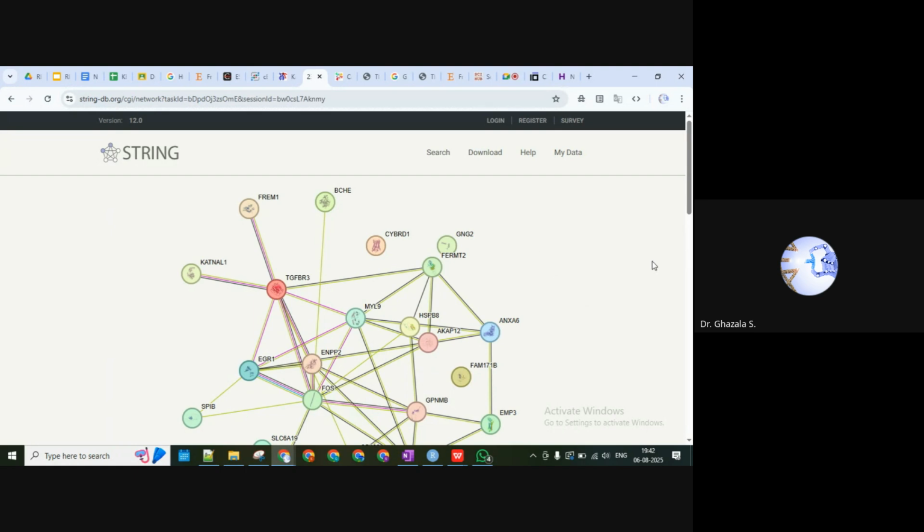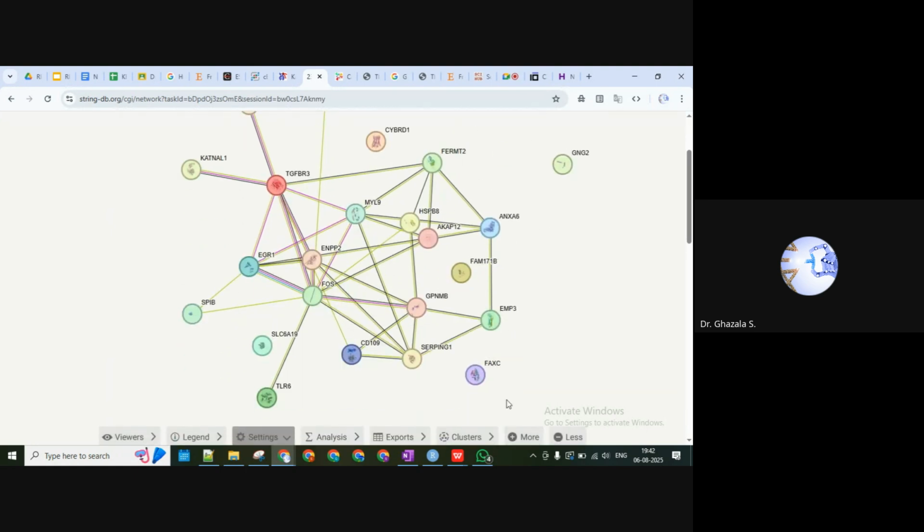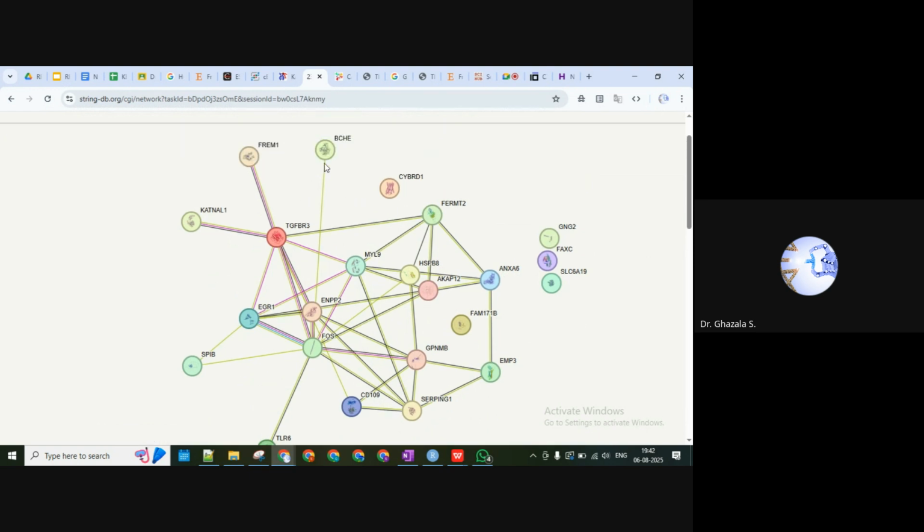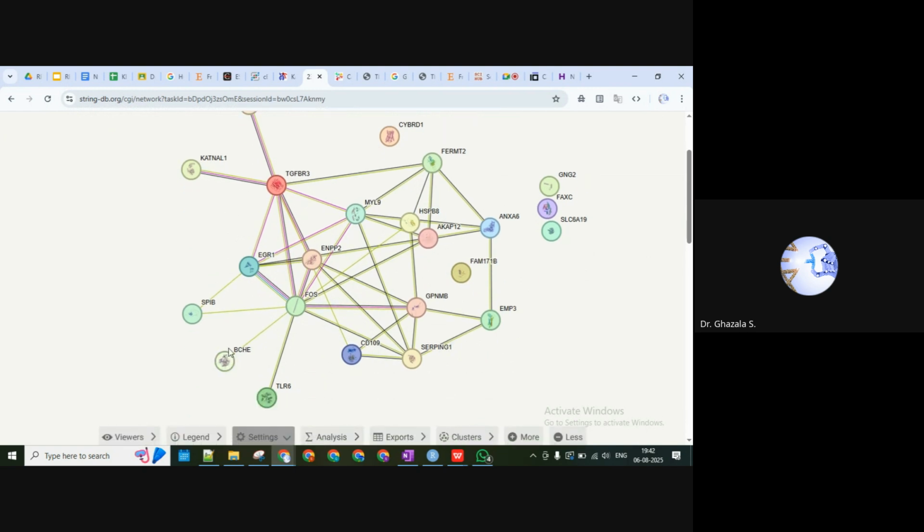And now we got the connection between our genes. So these two genes are totally not interacting, so we'll keep them aside. And we have the gene of interest, this one. And where is the other gene? BCHE. Okay, so this BCHE gene is actually interacting with FOS, but not with CYBRD1.